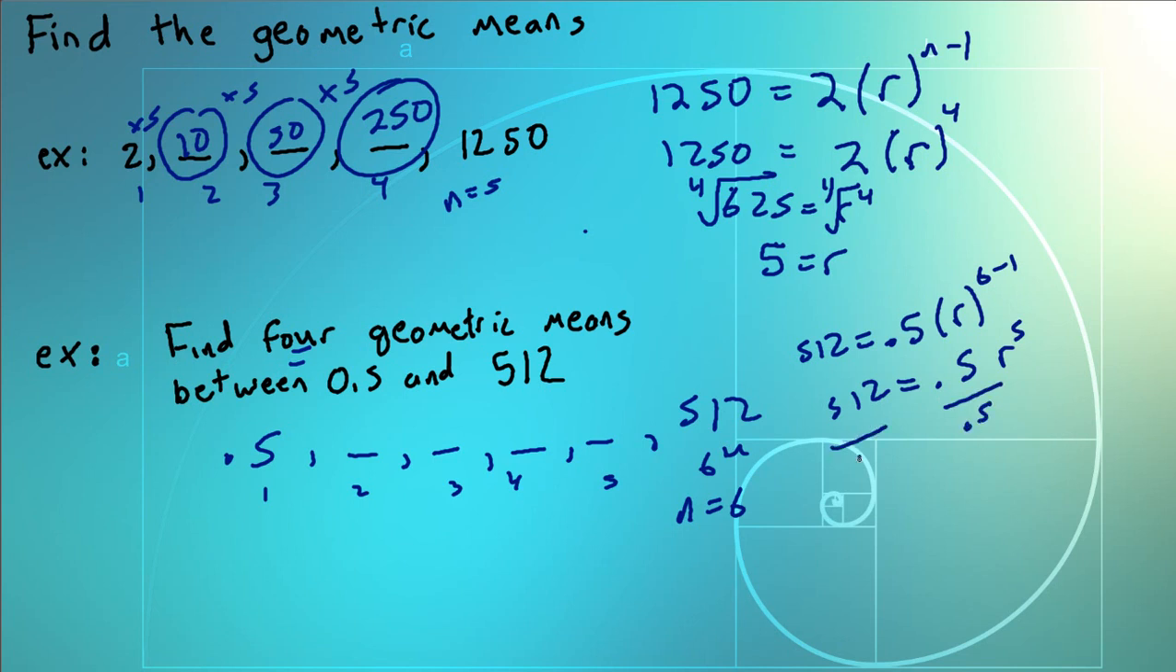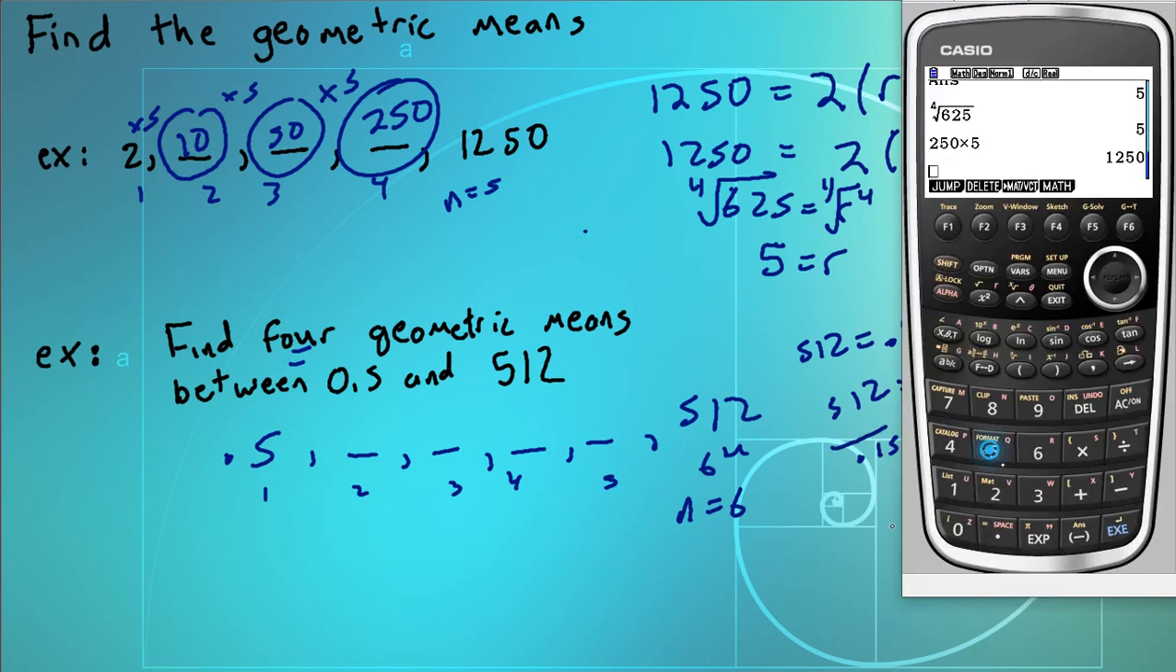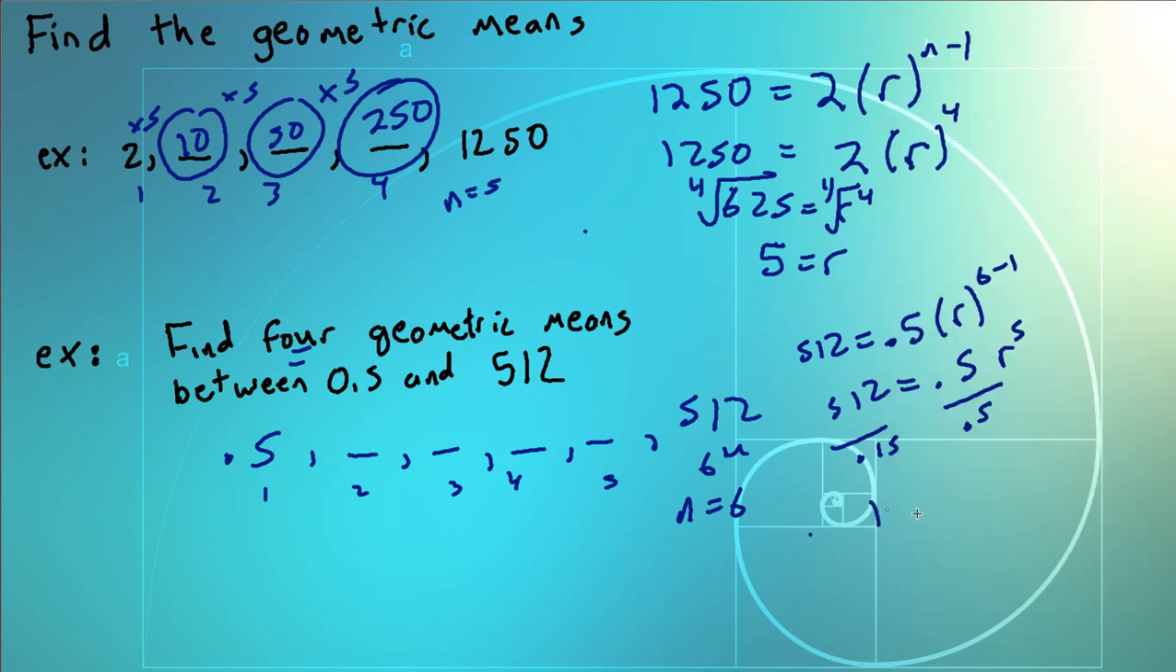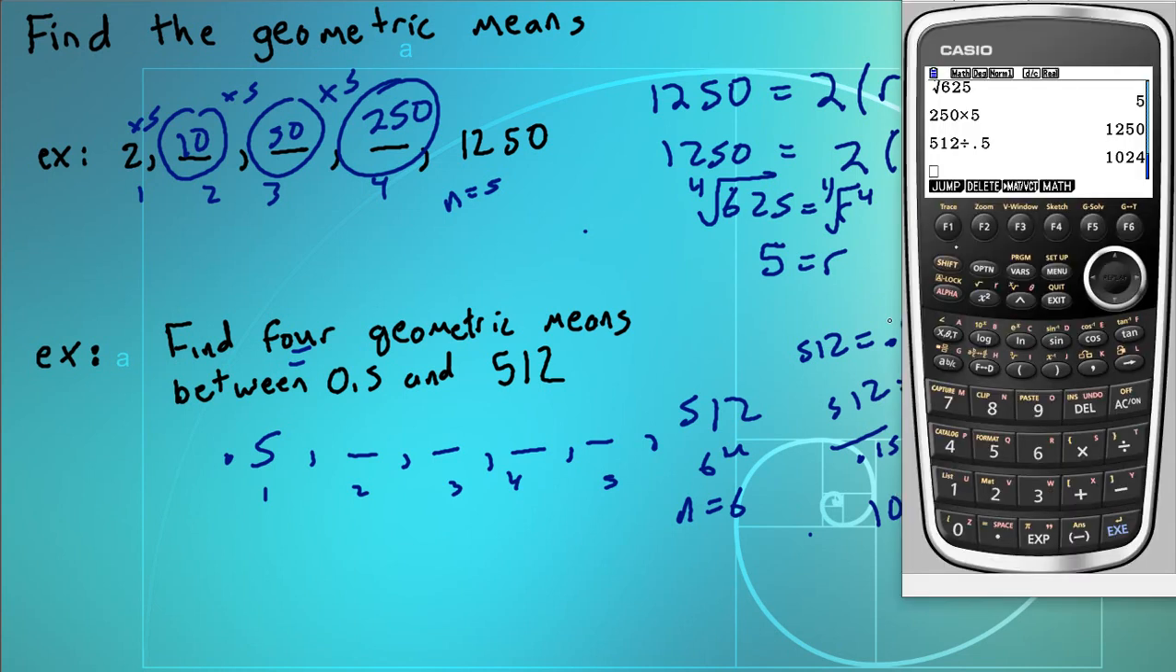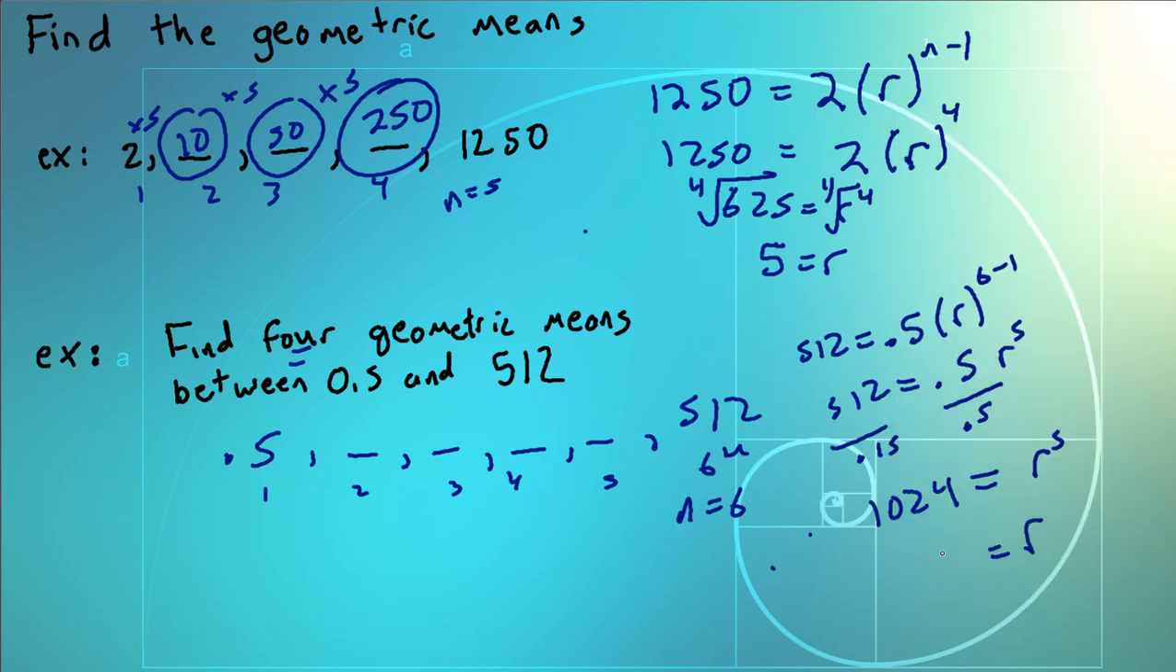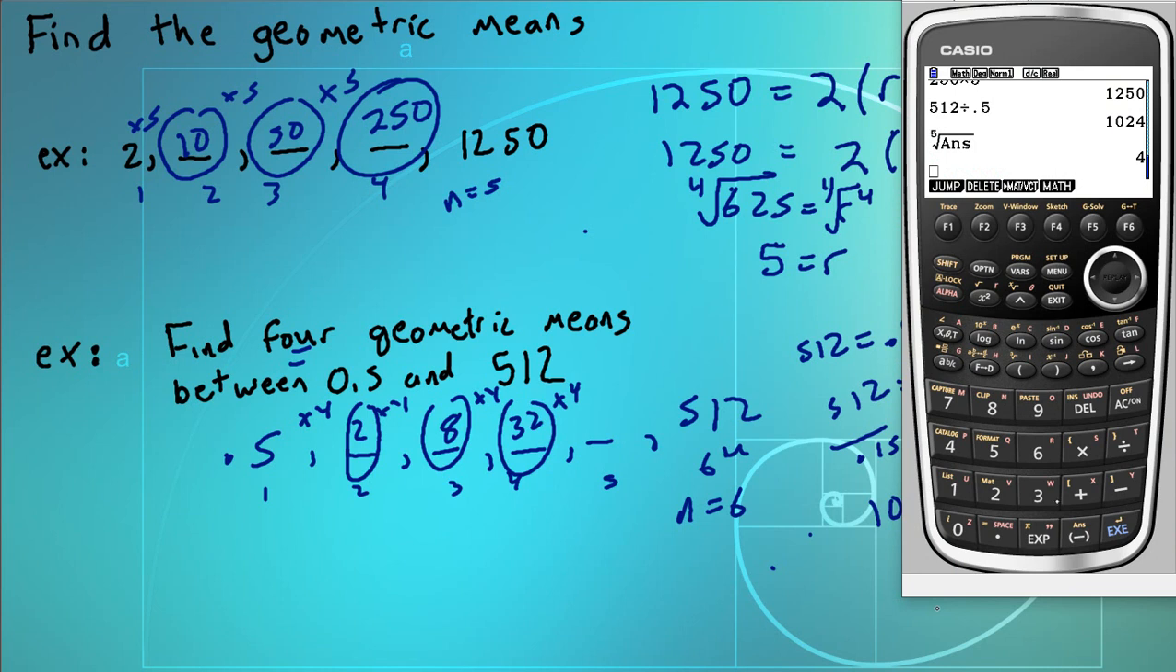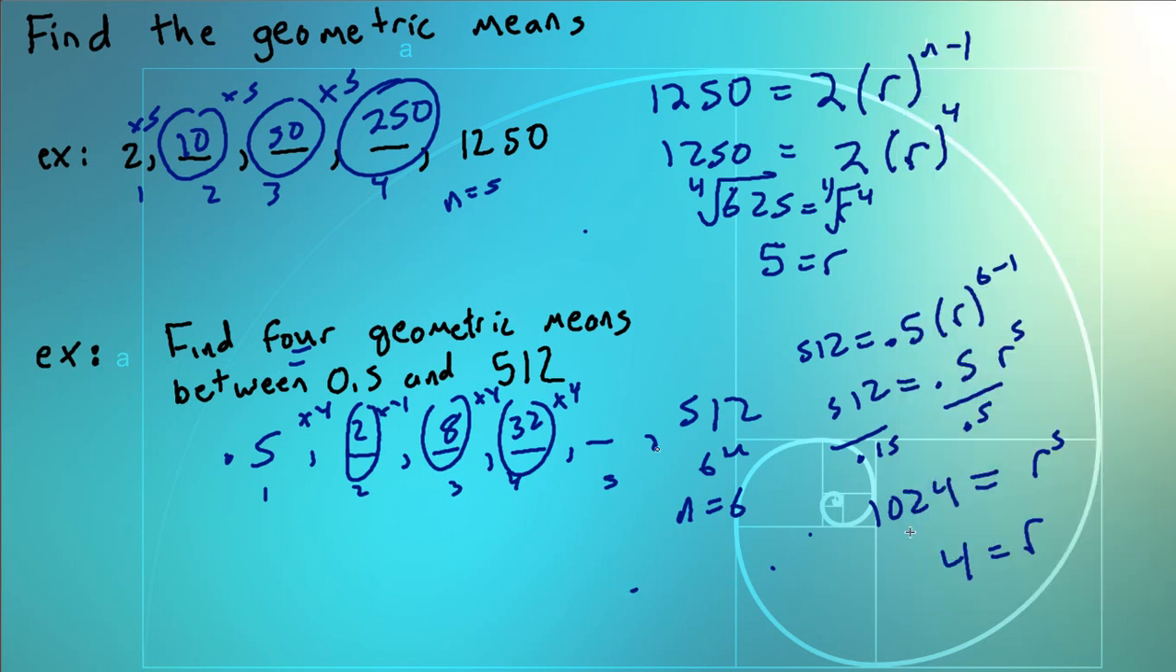I'll divide by 0.5. And we get 1024. And we'll do the fifth root. And get 4 as our ratio. That's not our answer. We're going to times 4, so we'll get 2 right there, times 4, we'll get 8, times 4, we'll get 32, times 4, you get 128.